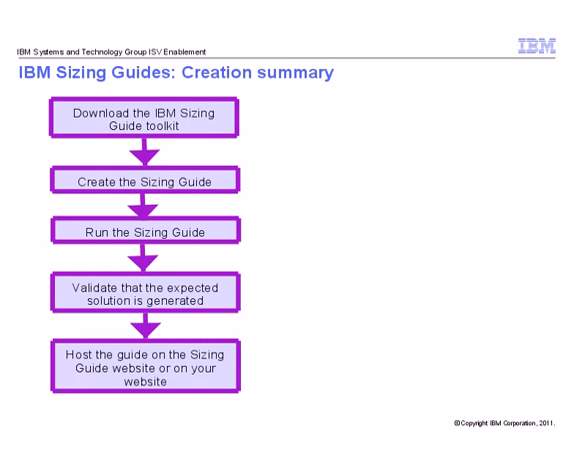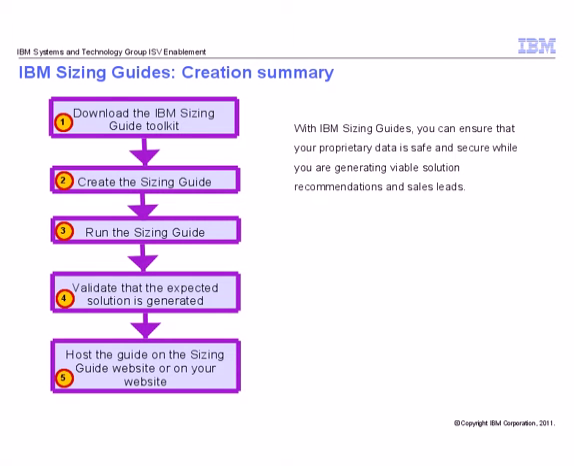A quick summary of the sizing guide creation process is as follows. Download the IBM Sizing Guide Toolkit. Create your sizing guide. Run the sizing guide from your web browser and validate that it generates solutions that you expect and normally recommend. After you are satisfied with your sizing guide's recommendations, you can host the sizing guide on the IBM Sizing Guide website or on your website for your sales team and customers.